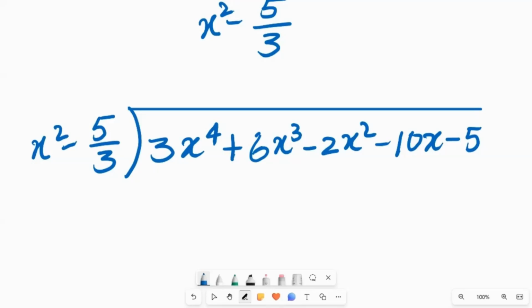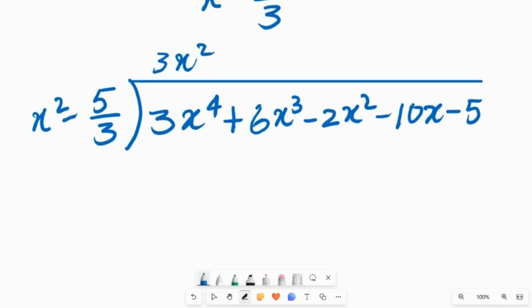So as I told you before, how do we divide? We have three steps. First, we need to see what term needs to be multiplied to the first term of g of x, that's the divisor, to get the first term of p of x. So I would multiply 3x square, right? If I multiply 3x square to the first term of g of x, I would get the first term of p of x. So 3x square into x square is 3x power 4, and minus 5 by 3 into 3x square is minus 5x square, right? So 3 would get cancelled and this would be 0x cube, right?